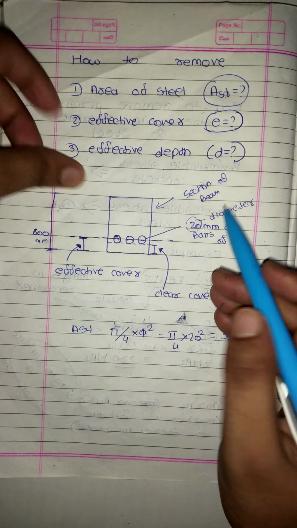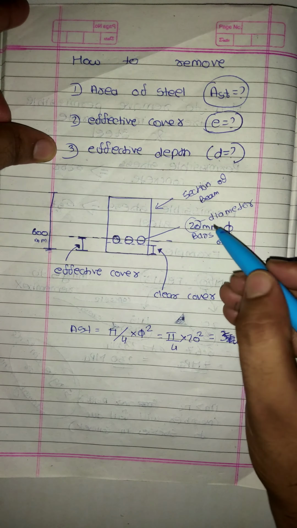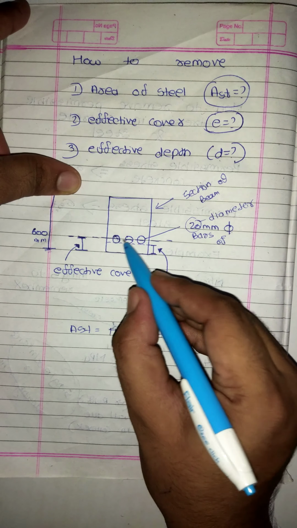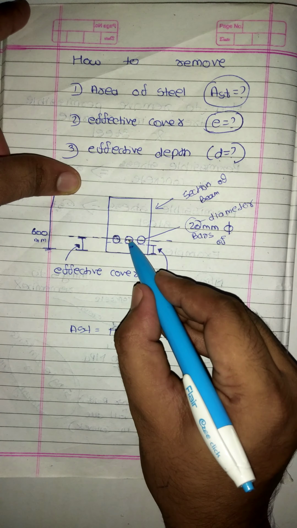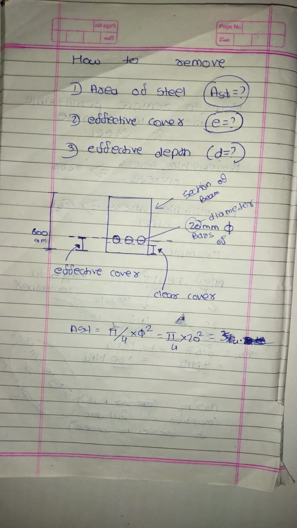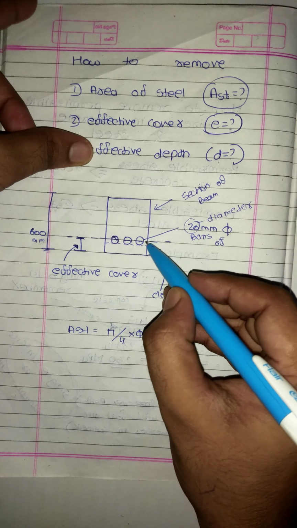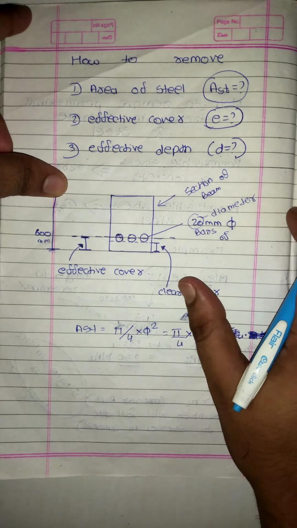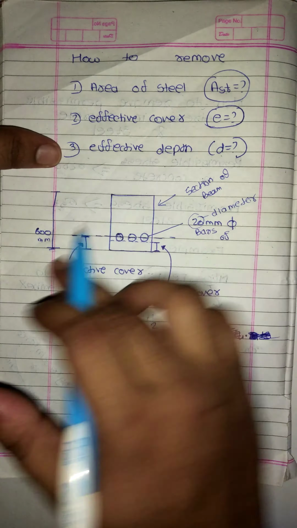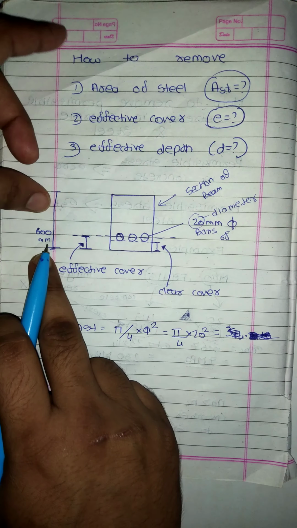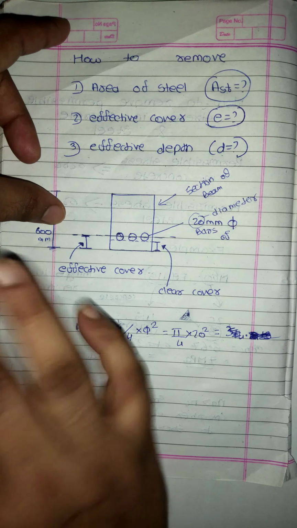First, you have to know that this is the section of a beam. This is the 3 bars of steel, and you have to find the area of the steel bars. The steel bar is of 20 mm diameter. The beam is 600 mm deep, so the depth D is 600 mm.